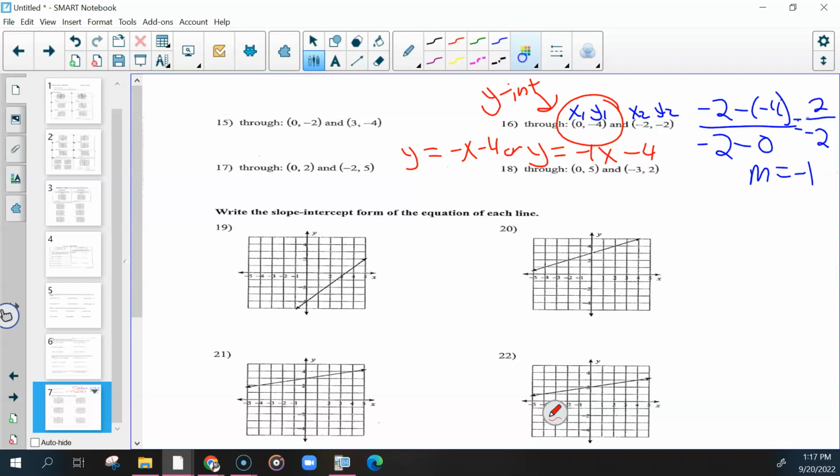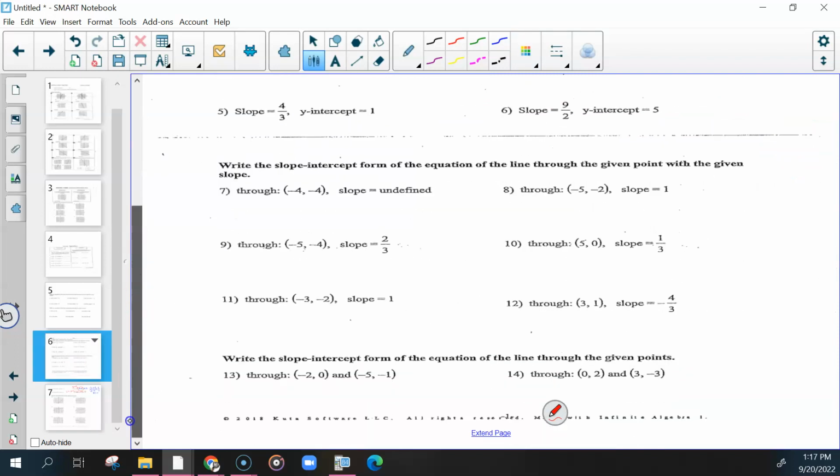Other questions before I let you practice? For 13, you would have to do the work because your x value is not 0. So that's not your y-intercept.